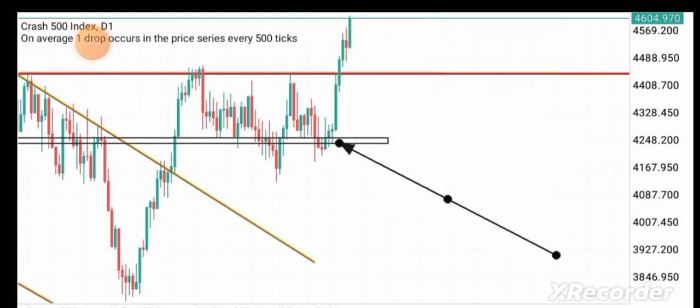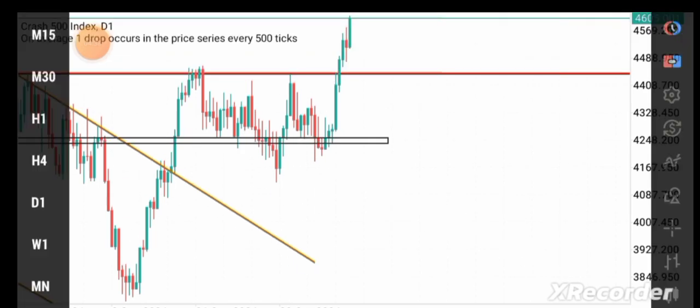All right. So this same thing replicated itself on the 15 minutes time frame. So on the 15 minutes time frame, what happened? Let's go to the 15 minutes time frame.